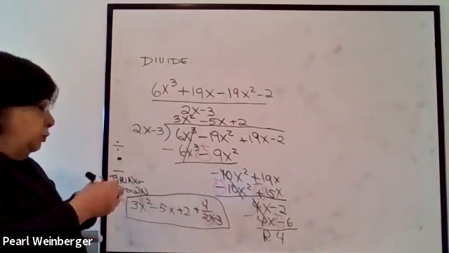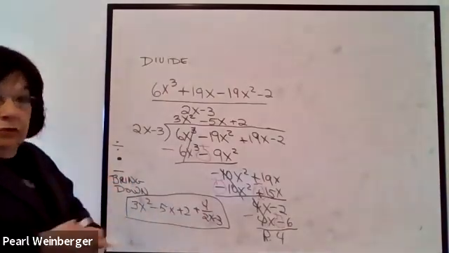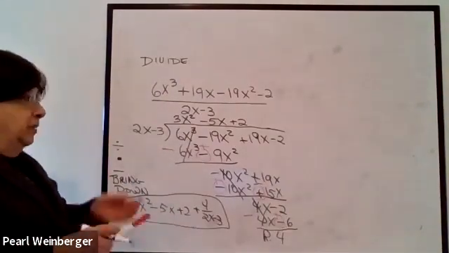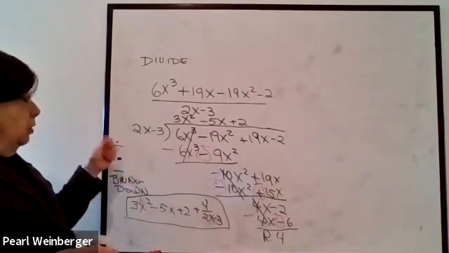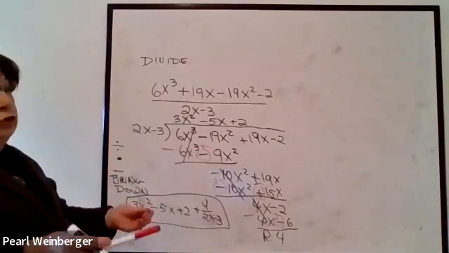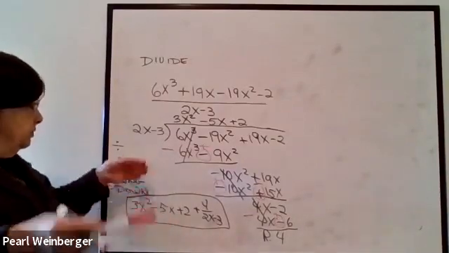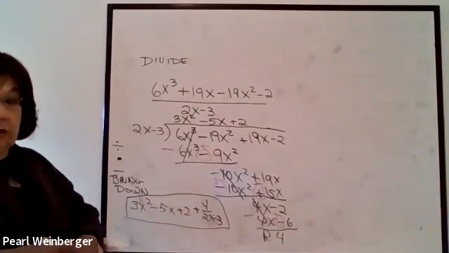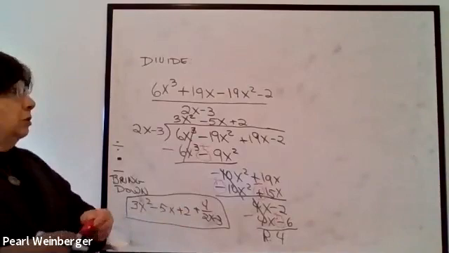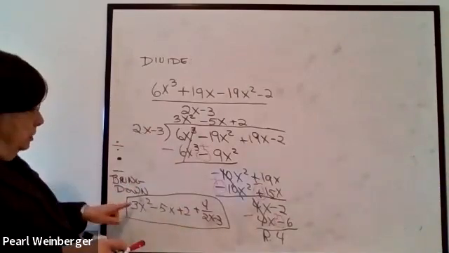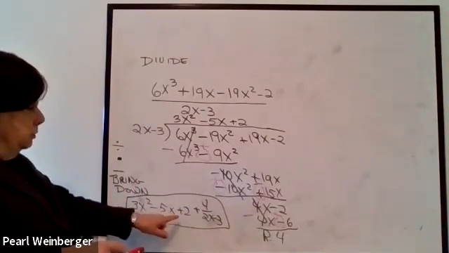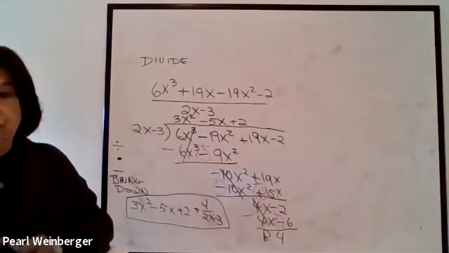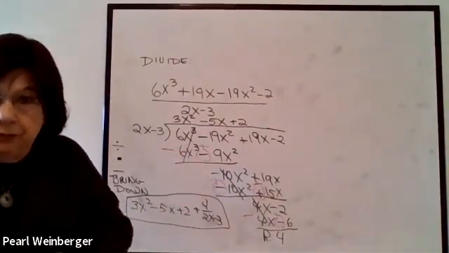Again, you'll know which way they want you to give the answer by the choices they give you. Sometimes I've even seen problems like this: what is the remainder after you divide? Of course, you have to do all the division in order to get the remainder, which is 4. So your quotient, the answer, is 3x squared minus 5x plus 2. The remainder is 4. It's called division with remainder.